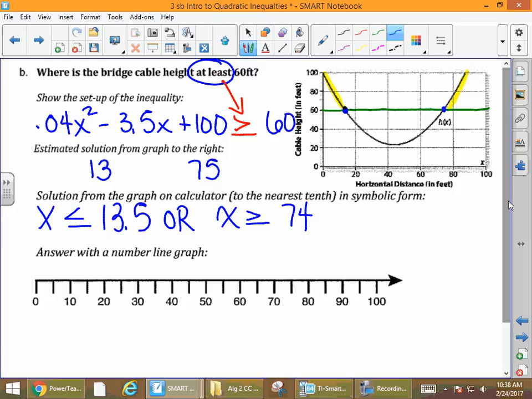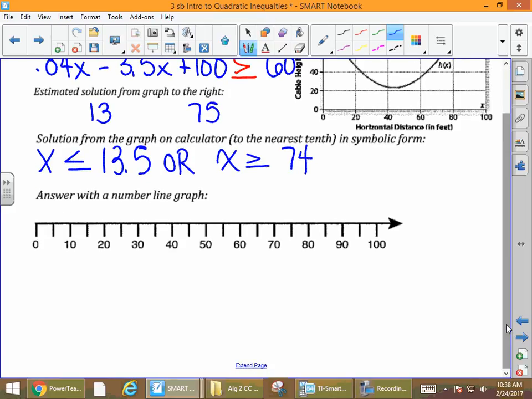So when we look at our picture here, 13.5, notice that I did fill it in. There's an equals in this inequality. But we're going to go that direction. And then for 74, filled in circle, and we're going the other direction. It's in two different parts of the graph, unlike the first one where it was all contained in between.